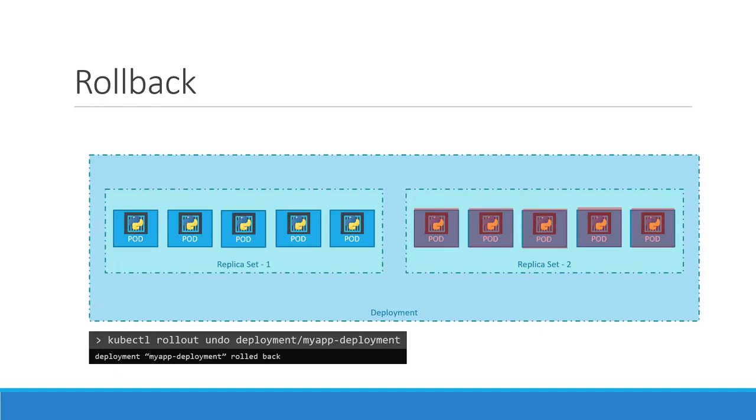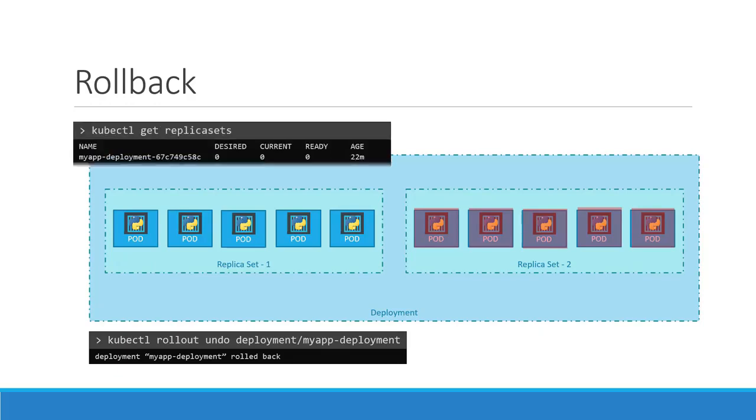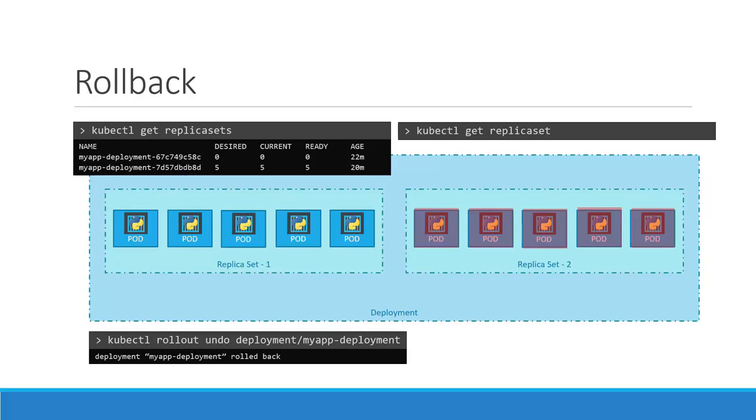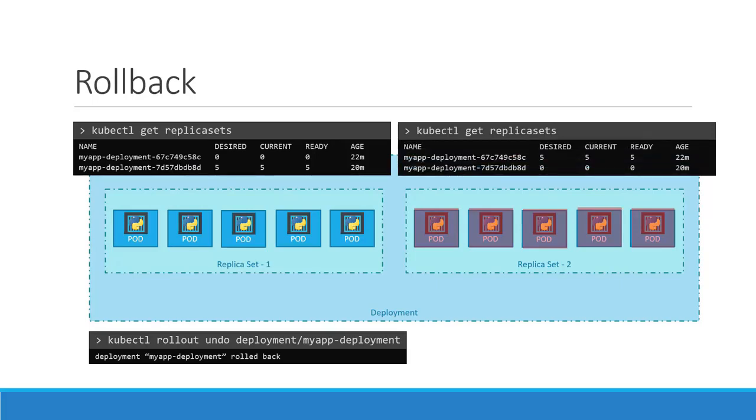When you compare the output of the kubectl get replica sets command before and after the rollback, you will be able to notice this difference. Before the rollback, the first replica set had 0 pods and the new replica set had 5 pods, and this is reversed after the rollback is finished.